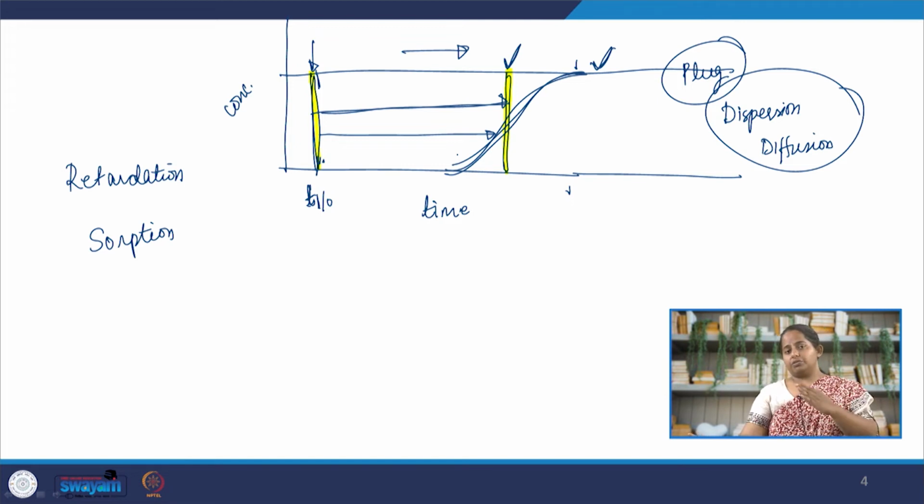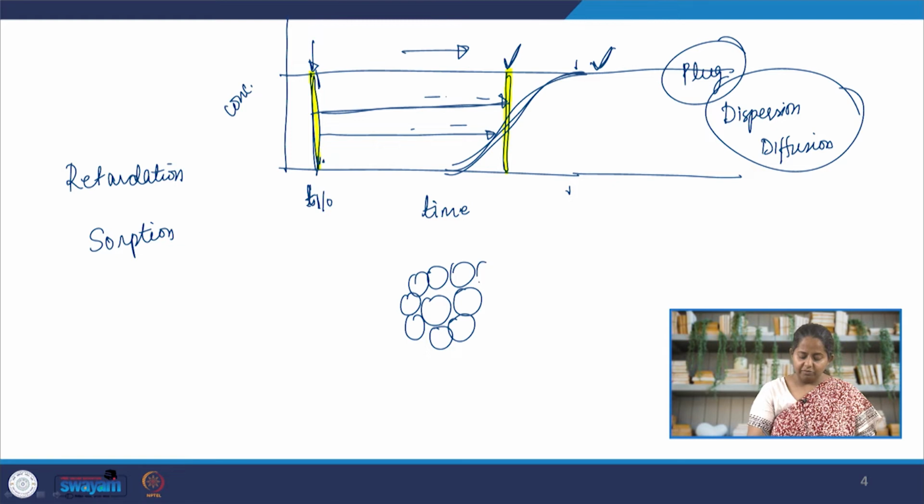As the contaminant moves forward, it will leave behind a trace of contaminant sorbed to the soil, and as fresh water moves trailing behind the plug, some part of the sorbed contaminant remains. So let's say this is the soil, and these are the pores between them. These are soil grains, and there are pores between the soil grains through which the contaminant is spreading or flowing with the water. Some part of the contaminant, let me use yellow color, is sorbed on the soil particles.